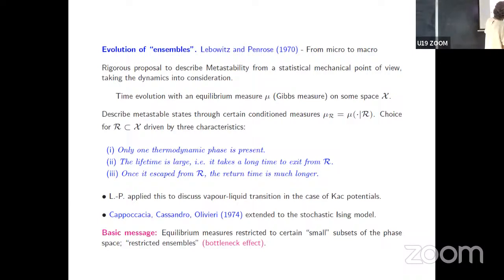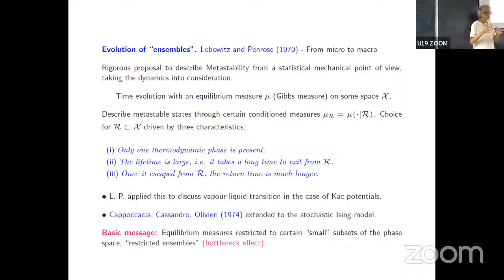What they were interested in was to say, can we give a description of how to put a metastable state within statistical mechanics? That's what they thought. So let us say there is some measure mu, called the Gibbs measure, that describes the equilibrium of my system.